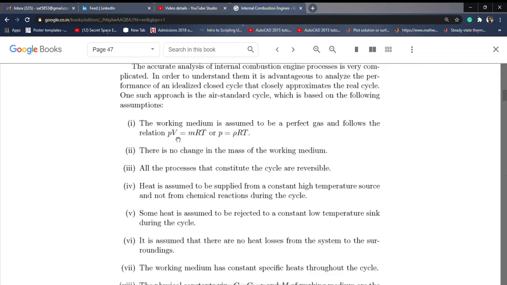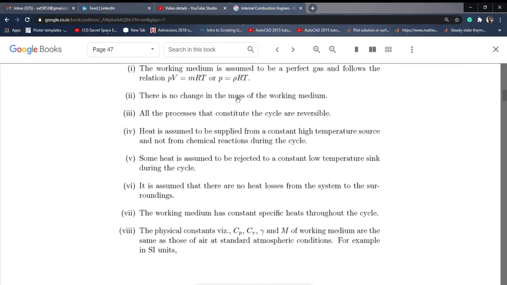Okay, if you divide, if you take this V on this side, then P is equal to density times R and T. Whereas R is the universal gas constant, T is temperature in Kelvin. There is no change in mass of the working fluid. As you know, the mass conservation principle will be applied, and there is no mass change in the working fluid medium. Mass will be constant throughout the cycle. Throughout the cycle, the mass would be the same.